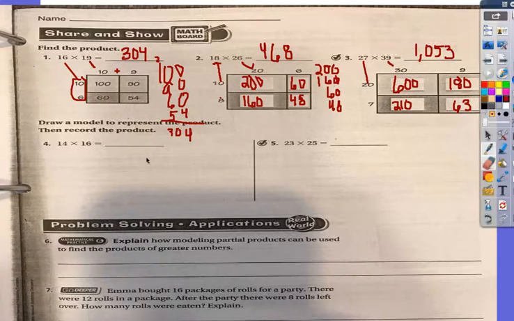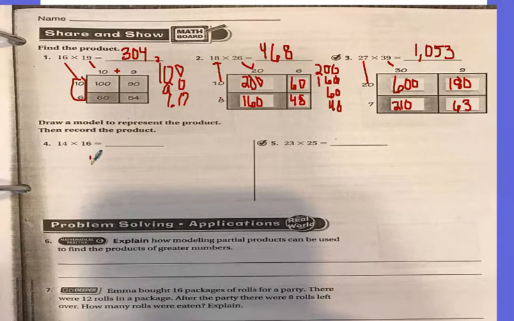This bottom part. Draw a model to represent the product, then record the product. Okay, so 14 times 16. So I'm just going to draw a box here. Okay, and then I know I'm going to break my first number into 10 plus 4, because 10 plus 4 is 14. And I'm going to come up here and I'm going to break up 16 into 10 plus 6, because I know that's 16. Then I'm going to kind of draw some boxes in here. They're not perfect, but they will do.